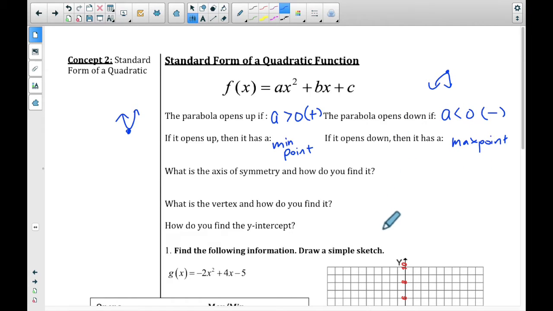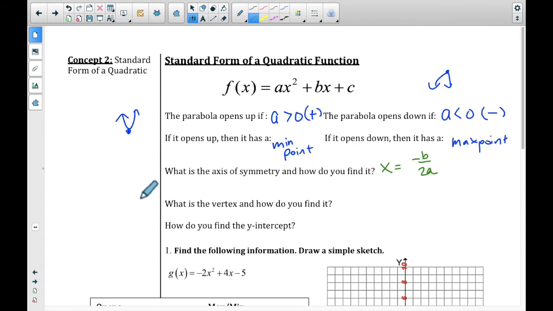Okay, axis of symmetry and how do you find it? Remember I said a second ago that some things in standard form will be easier and some things in other forms will be easier. Axis of symmetry in quadratics in standard form is not super easy. We're going to use this formula. You need to have it memorized because it comes up a lot in mathematics. You're going to have the formula x equals negative b over 2a. That is the axis of symmetry. X, your axis of symmetry, is negative b over 2a.